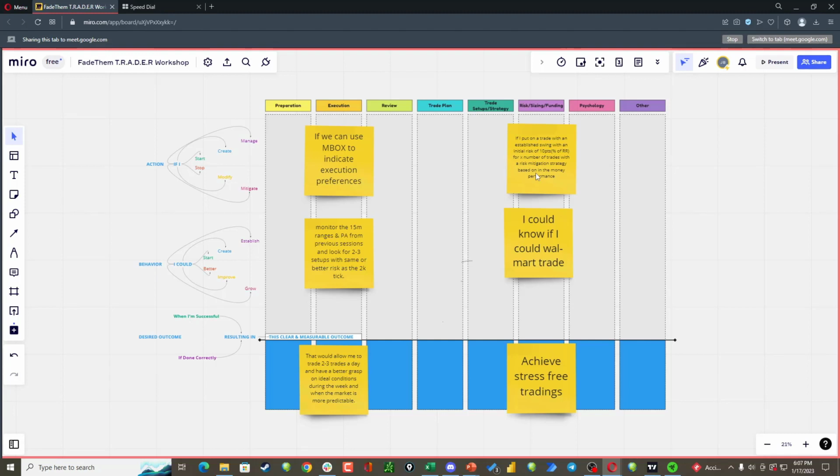Again, more details packed into this. What does that mean? Well, it means that if it moves 40% in the money, then you reduce risk. You don't maintain the entire risk the whole time based on in-the-money performance. Then he could know if he could Walmart trade. And a Walmart trade means I put it on and then I go to Walmart. And their goal, a clear measurable outcome of that strategy, would be achieving stress-free trading.